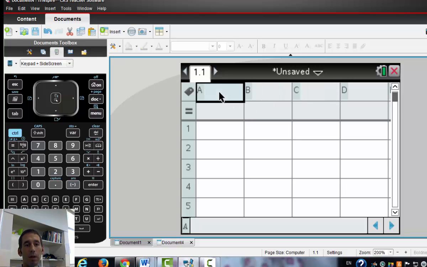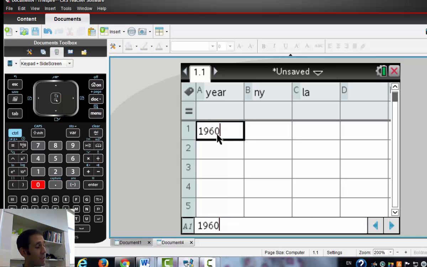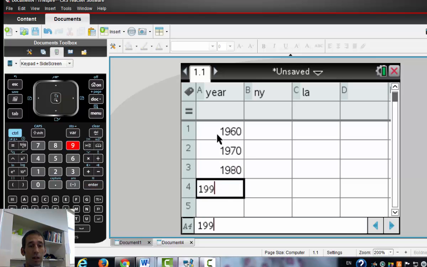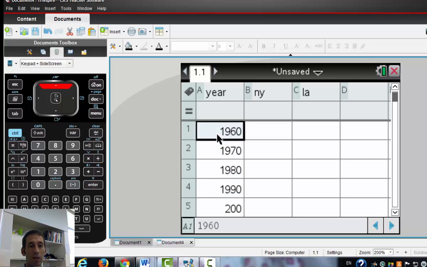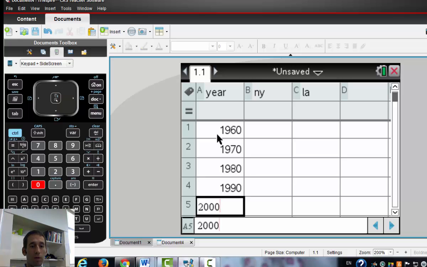Up top, in our columns, we're going to put some titles. So we have a year, we have New York, and we have LA. On the side here then, our data goes from 1960 to the year 2000. So we have 1960, 1970, 1980, 1990, and the year 2000. All right. So this is my 2000, not 200. So this is my data set.